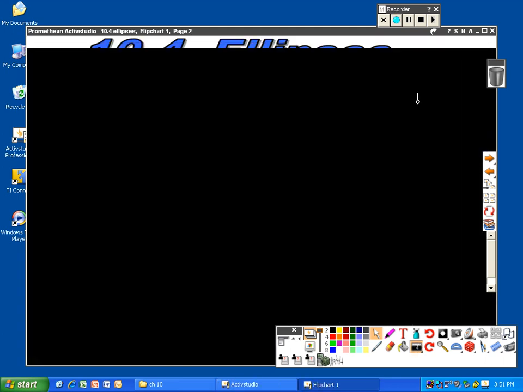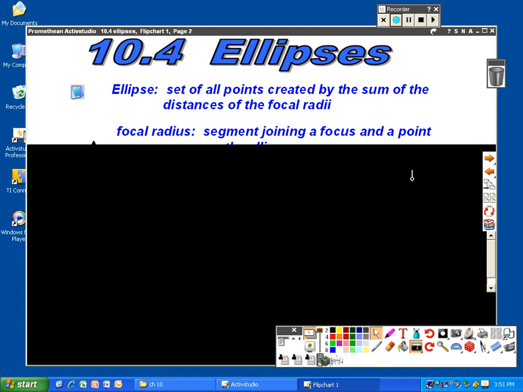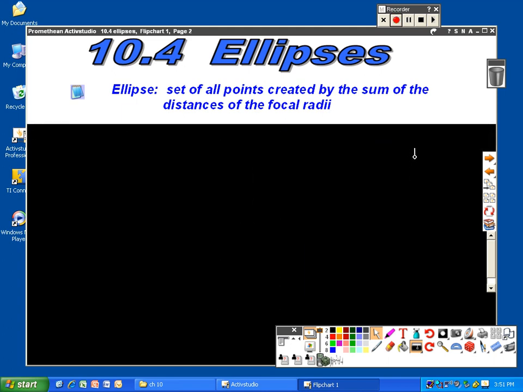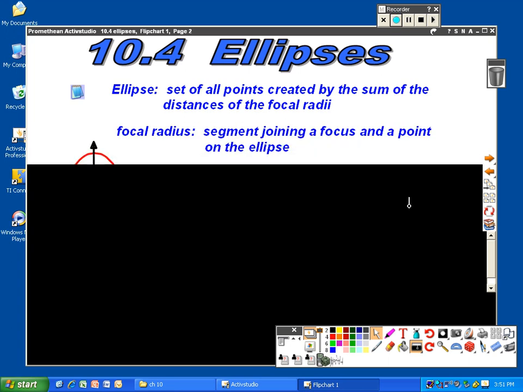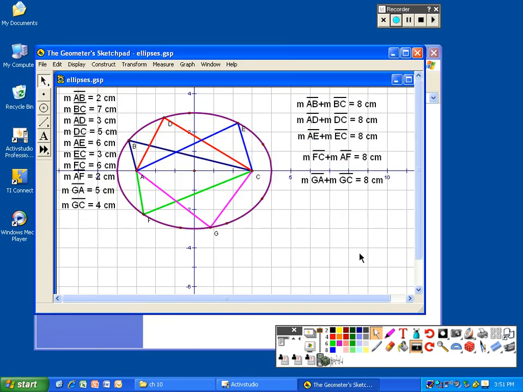So, an ellipse, by definition, is the set of all points created by the sum of the distance of the focal radii. You're going to add the two focal radii together to get an ellipse. A focal radius is the segment joining a focus and a point on the ellipse. Now I know you maybe don't have that written down yet, but just hold on. I want to show it to you so that you can see what's happening.